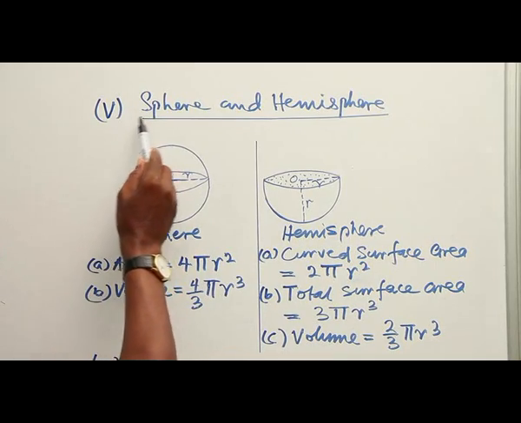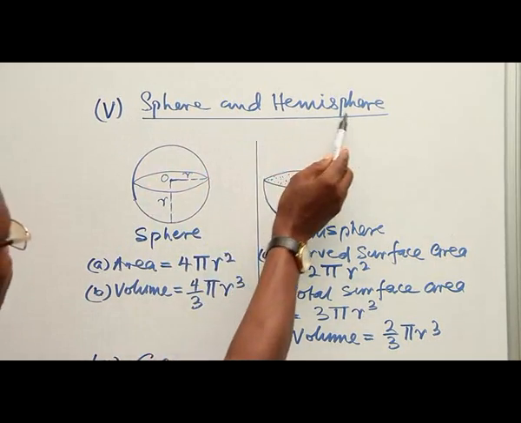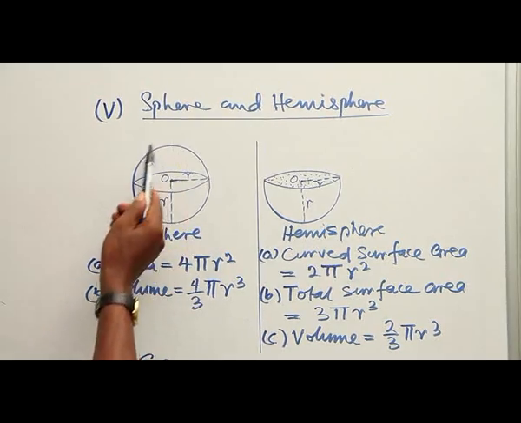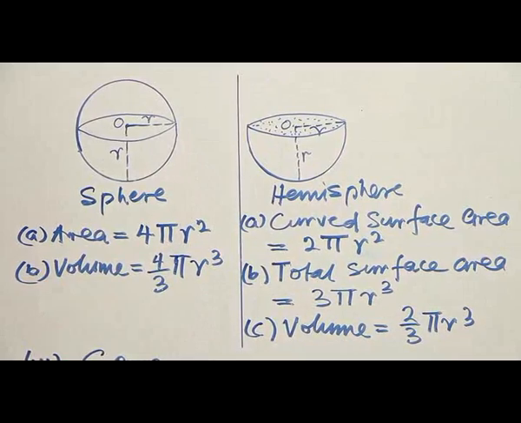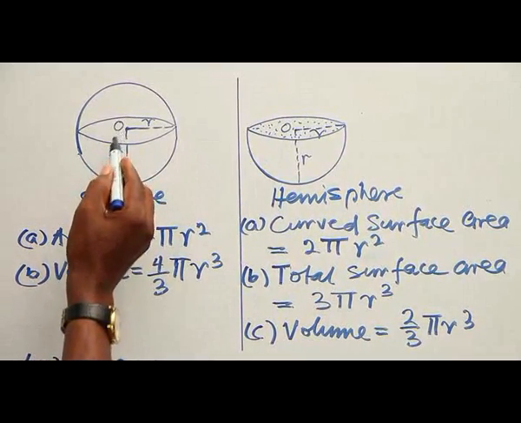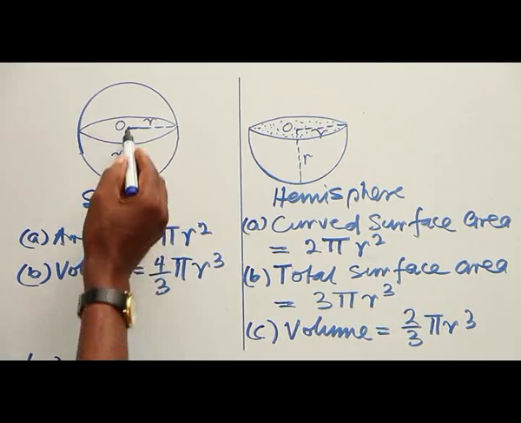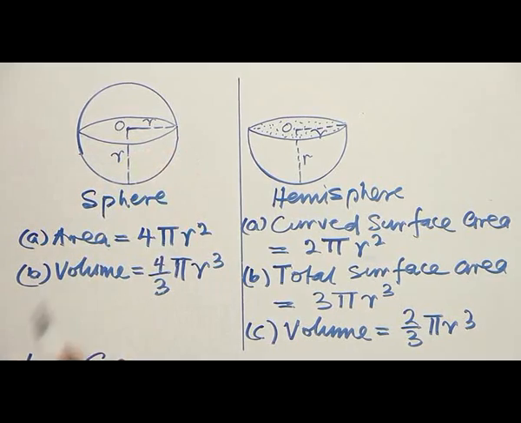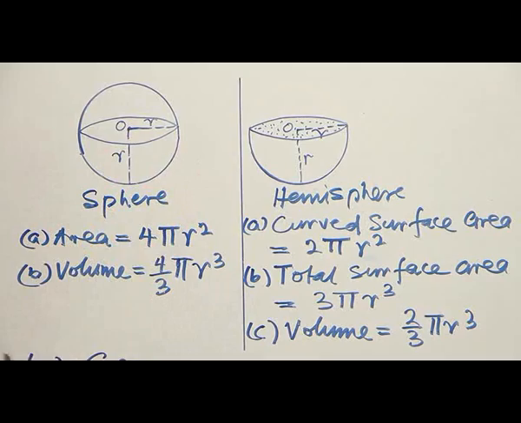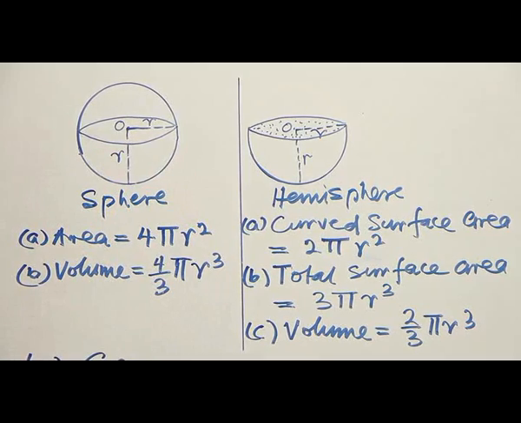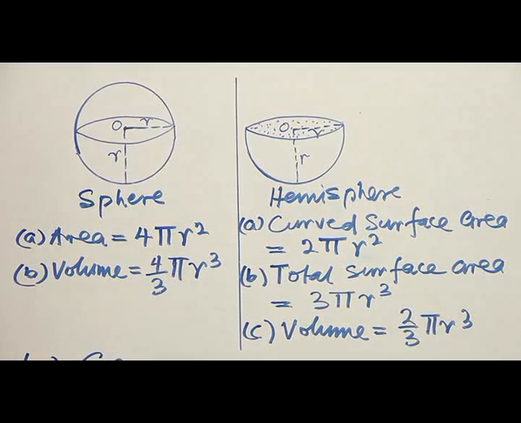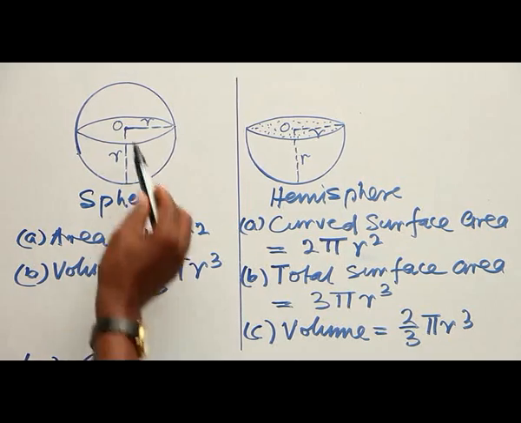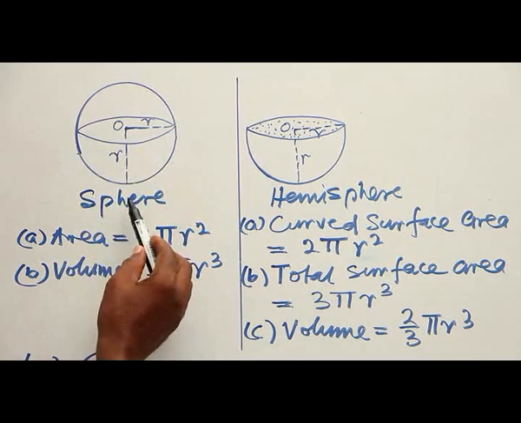The next one is sphere and hemisphere. Here is a diagram representing a sphere. You can see that this is the center, and then this is radius, and that is radius. An example of a sphere is the earth's surface, and of course the football that you commonly see at home or in your school. So a football is an example of a sphere.